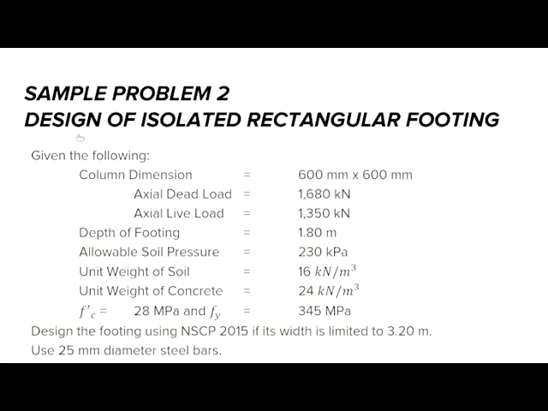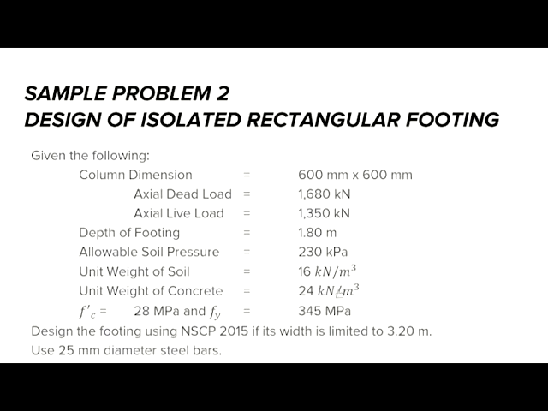So let's consider this next problem. Sample problem 2. You're given a footing that supports a 600 millimeter square column, with actual dead load of 1,680 kilonewton and actual live load of 1,350 kilonewton. The depth of the footing is 1.80 meters from the ground, and the allowable soil pressure is 230 kilopascal. Unit weight of soil is 16 kilonewton per meter cube.